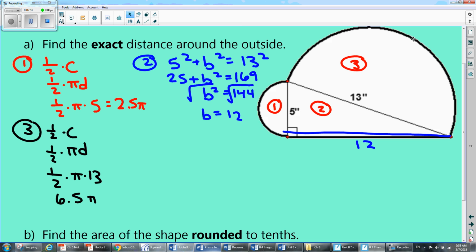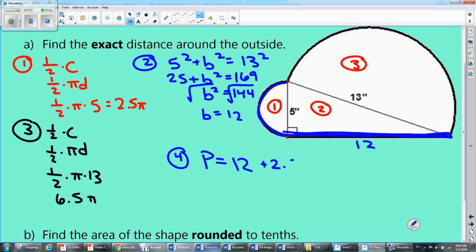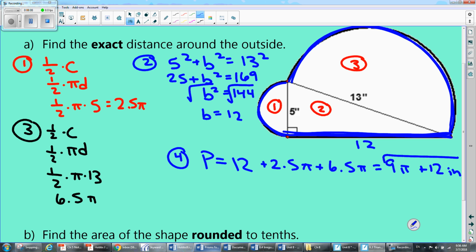All right, so then we just have to find the perimeter. Part of the perimeter was 12 from the triangle. Part of the perimeter was this circumference, which was 2.5 pi. The other part of the perimeter, going around this semicircle, was 6.5 pi. So we really end up with 9 pi plus 12 inches when we keep it exact.